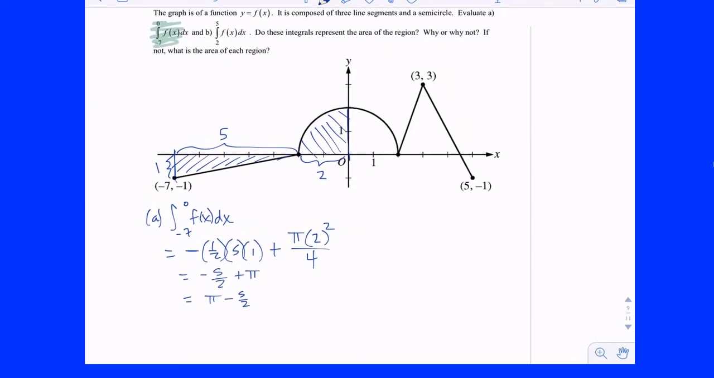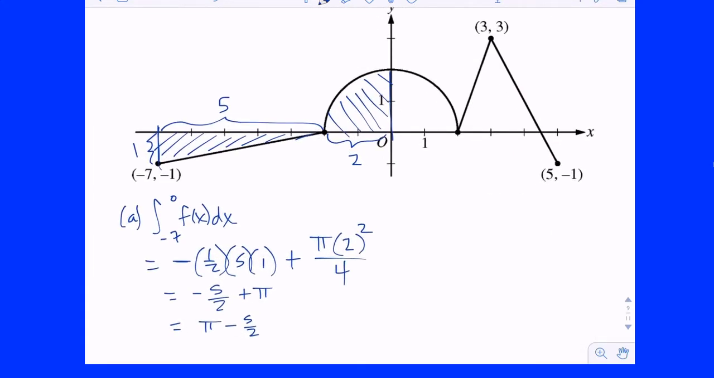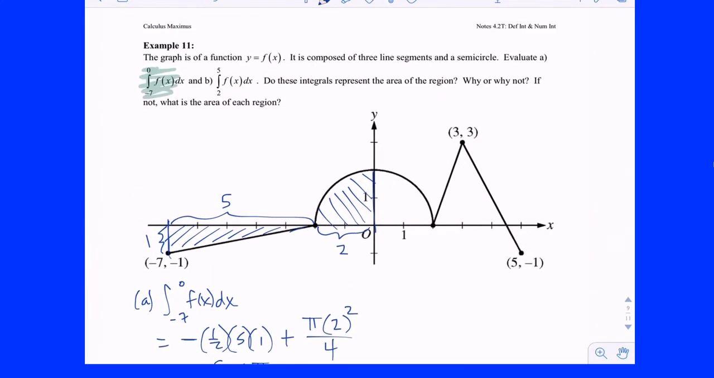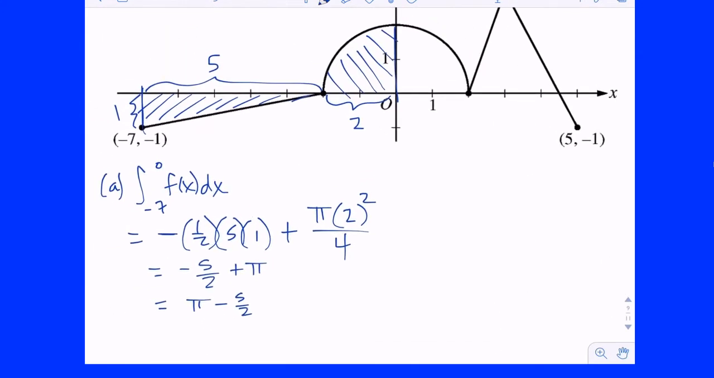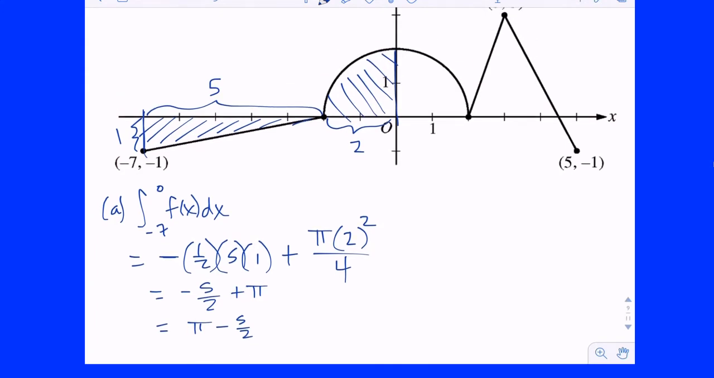All right. Pretty easy, right? Part B. It's asking us to integrate from 2 to 5. Okay, so come down here. Keeping the graph in sight, the integral from 2 to 5. And this is part B. Okay, so 2 to 5.